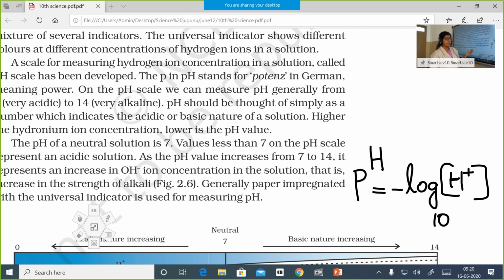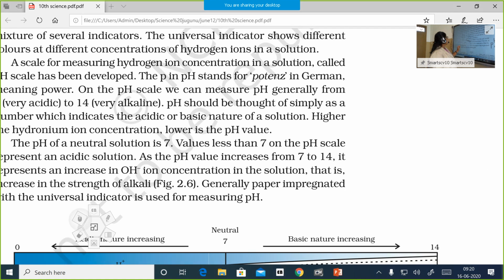You know, the solution with pH value 14 has the highest pH value. Why? It has the least number of H plus ions. Now what is P? P stands for potence. The word meaning of potence is power. So pH is a value which indicates the power of hydrogen ions, otherwise the concentration of hydrogen ions produced by a solution. So pH ranges from 0 to 14.